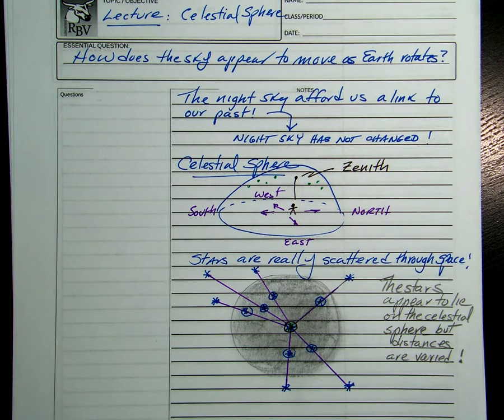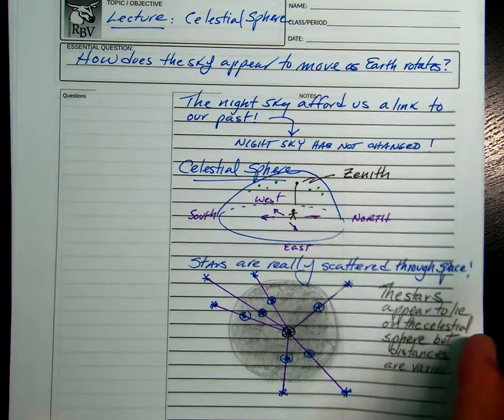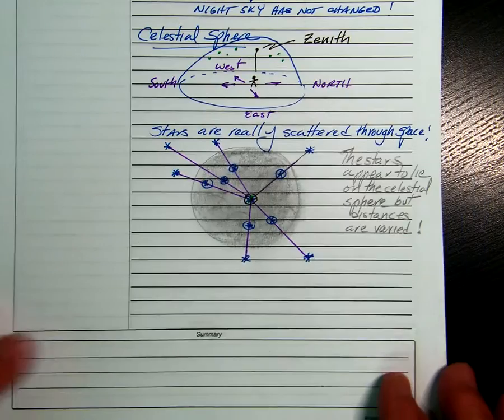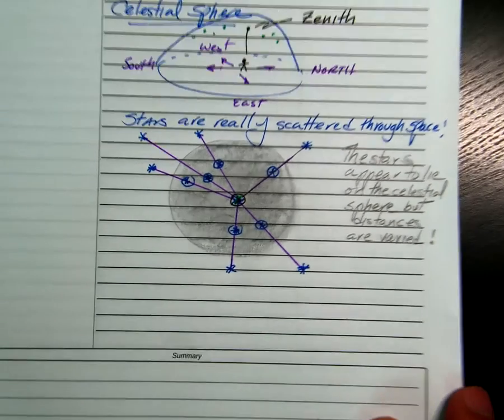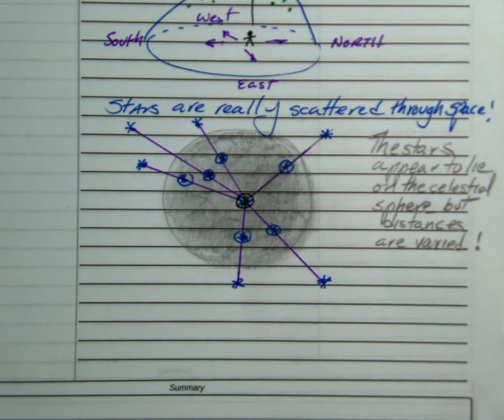Okay, welcome back. Let's continue with the lecture on celestial spheres. Okay, so we understand the concept that you got the notes down. Next is constellations. So I'm going to zoom in at the bottom to have a little bit of room and talk about constellations.